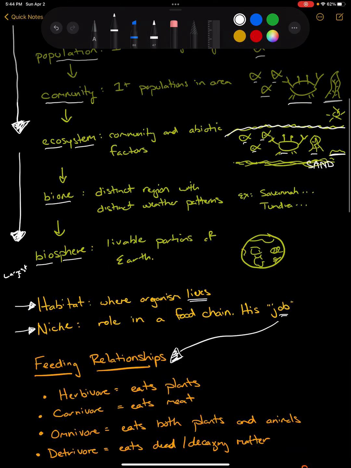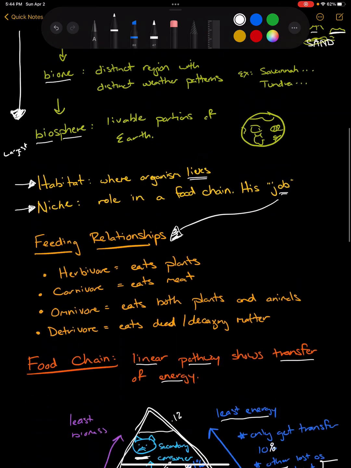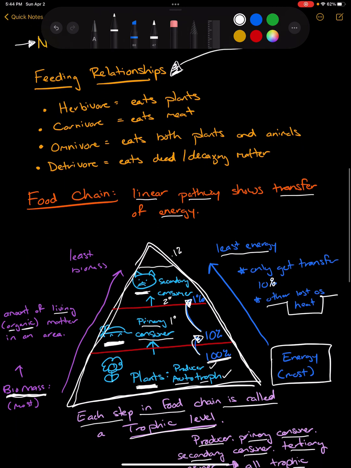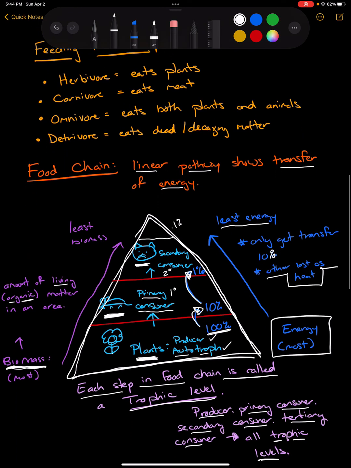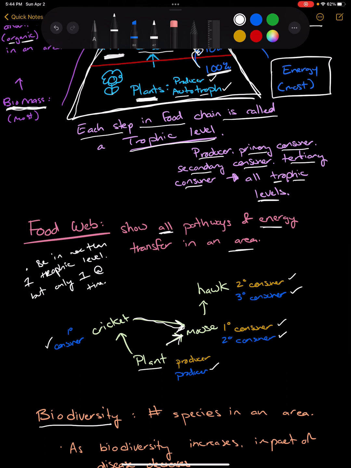But there you go, that's the starting of ecology. So we have the word, we have the levels of organization, we have habitat versus niche, we have different feeding relationships, food chains show a linear pathway within the trophic levels, and then the food web will show all the pathways of energy. All right, hope that helps.